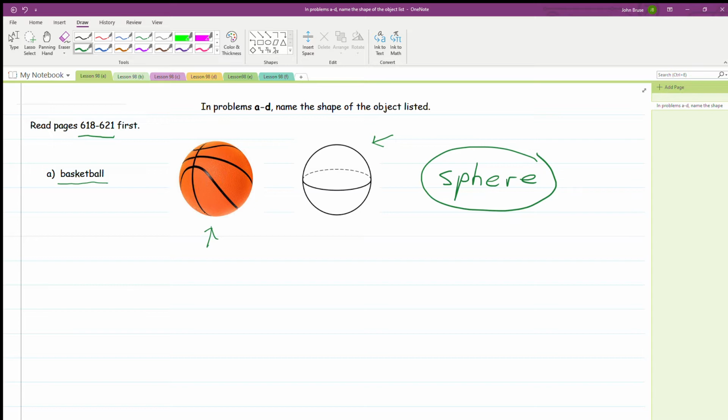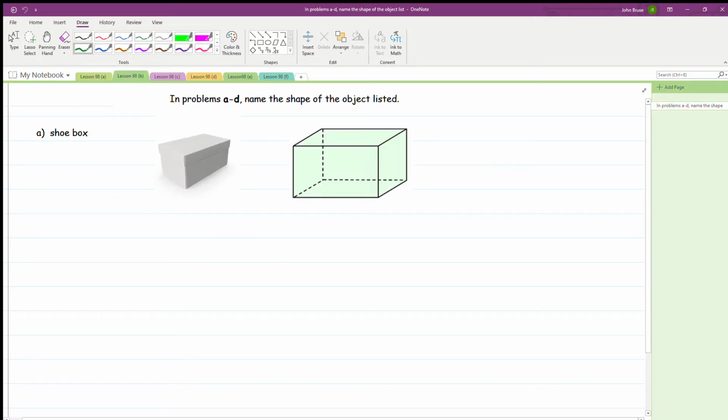All right, let's go ahead and go to B. Oops, I didn't write B here. It was an accident. We'll fix that real quick. That's B. So this here is a shoebox. And here is an example of the shape that would be in the math book. If you can guess or identify what it is, that'd be great. Give you just a moment. This is a rectangular solid.